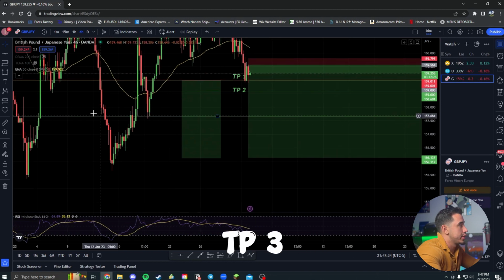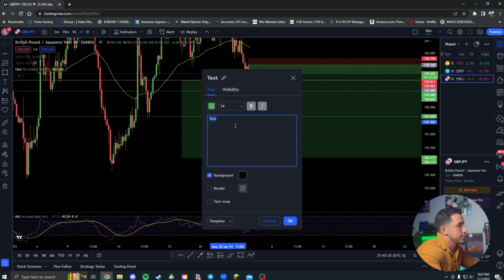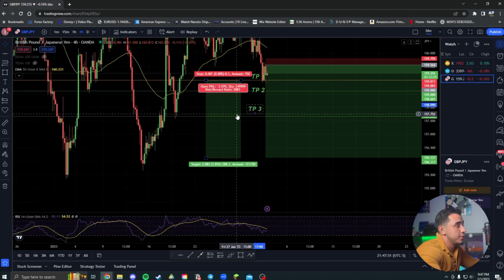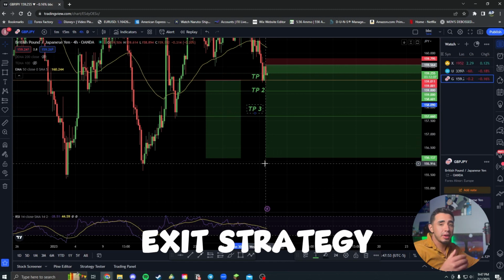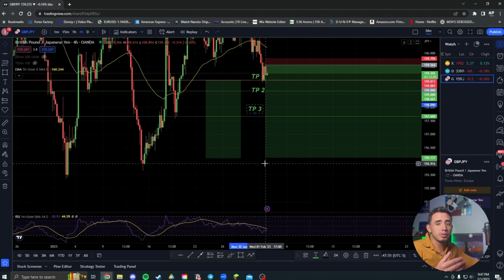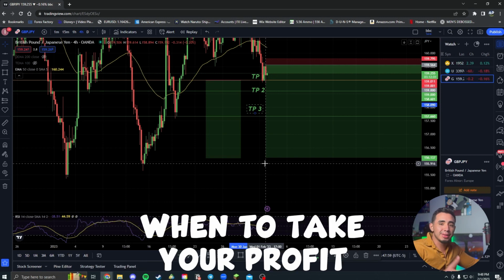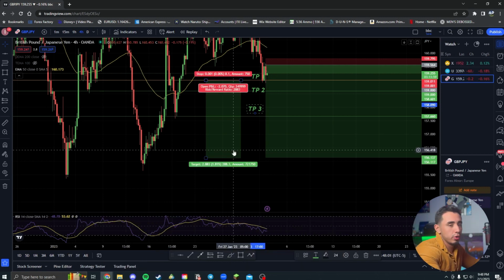This is our TP3. So what I do next is, now of course, these are all hypotheticals. Price has not moved in this way yet, right? I'm in the trade currently and price just hasn't finished the move, but I'm showing you guys what my plan is. Now, it's very, very important for you to always have an exit strategy whenever you enter a trade, right? Because without an exit strategy, you don't know when to get out of the market or when to take your profit or cut the loser, right?